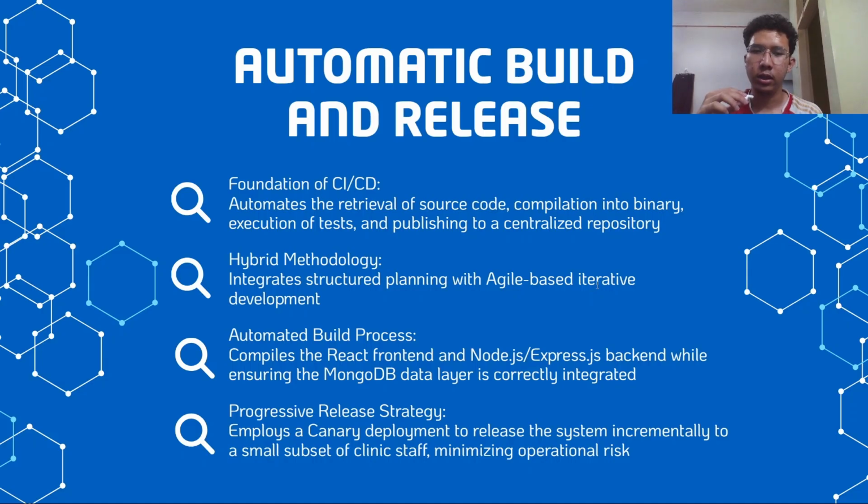The third one is the automated build process, which is triggered automatically when developers commit code to the GitHub repositories. It also compiles the React front-end and the Node.js Express.js backend while ensuring the MongoDB data layer is correctly integrated.